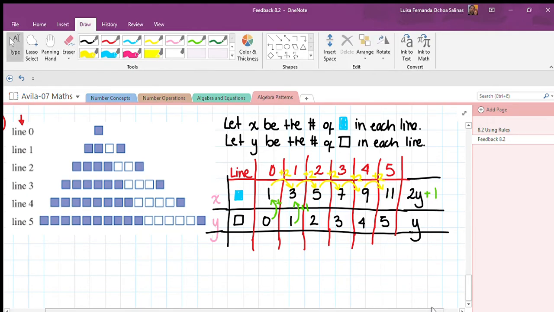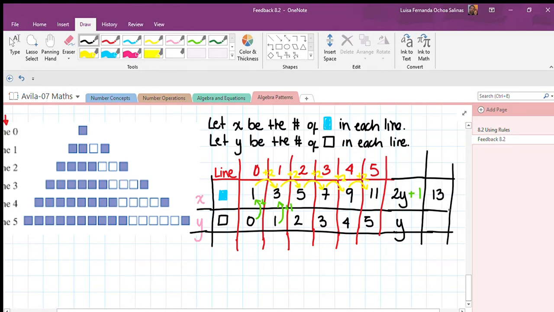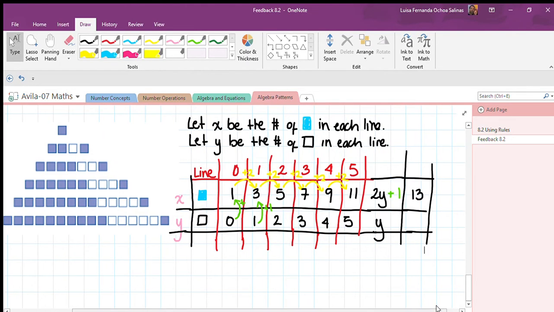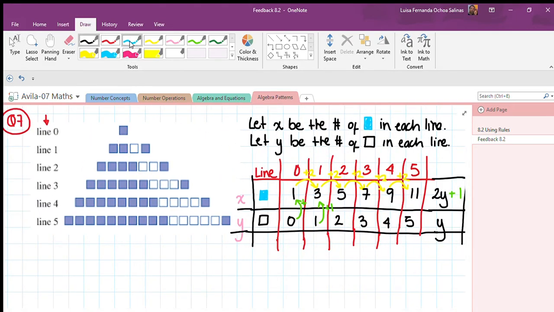Fantastic. And then the exercise is asking us to draw the next two lines. So we can do that. Let's do it with the blue ones. The next line, we think, will be 13, and the next one will be 15. And this one will be 6, and this one will be 7. And if I check with my rule that I wrote here, 6 times 2, 12, plus 1, 13, beautiful.